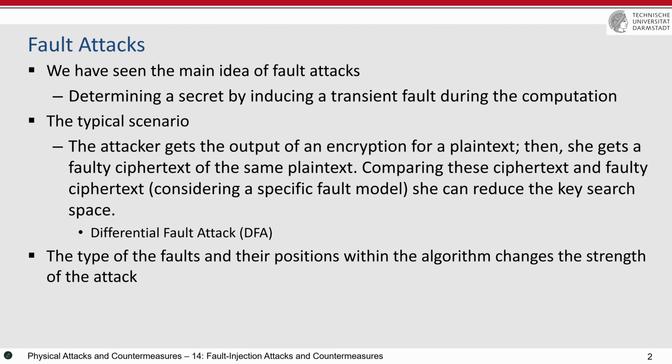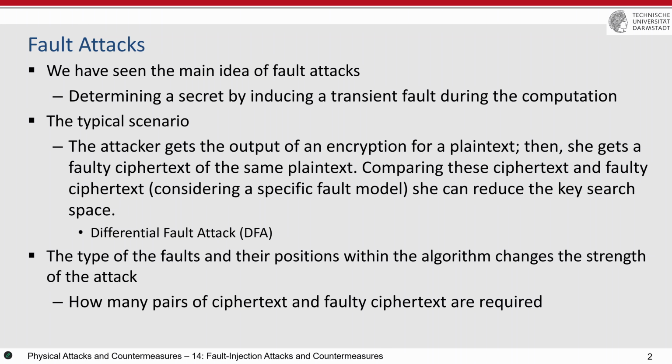The type of the faults and the position within the algorithm changes the strength of the attack. Sometimes you can perform the attack with super simple models, which are general. Means that you don't need to consider a very specific model. But for some other attacks, you need a very, very specific model to perform the attack. Means that you should control where you can inject the fault, or you can completely control the effect of the fault on the implementation.